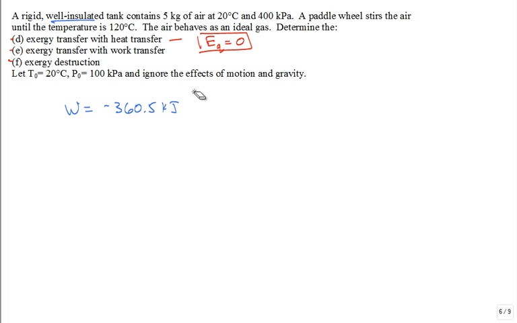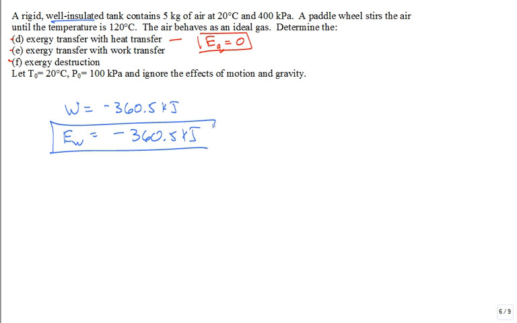Okay, well, what's the exergy transfer with that work transfer? It's a rotating shaft. It's 100% organized energy transfer. There's no entropy transfer with it. It's 100% exergy transfer. So the exergy transfer with the work is negative 360.5 kilojoules, meaning that it is not out of the air, but actually into the air, negative, but same magnitude as the work. What is the exergy destruction?